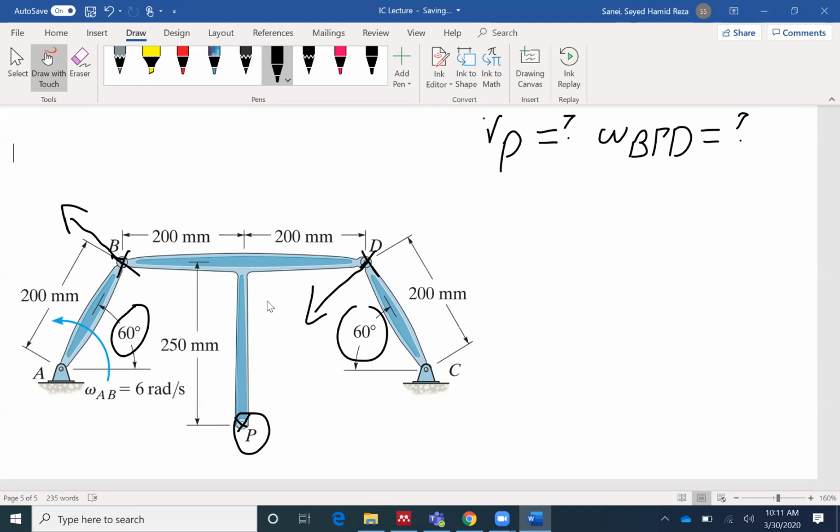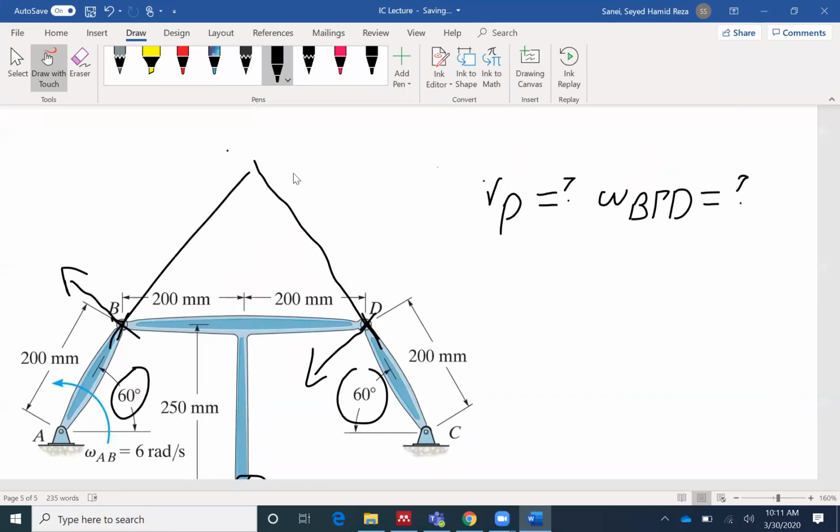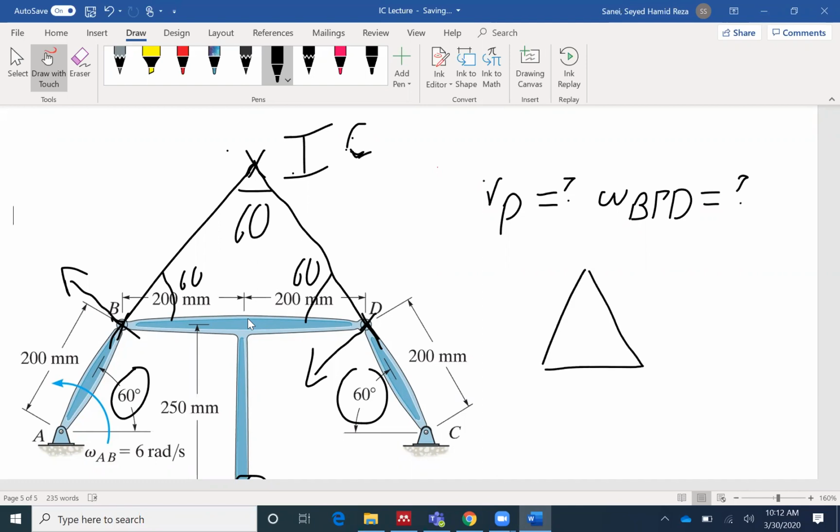To find the IC, I need to draw a perpendicular line to these two velocities, in the direction here and here. That would be the location of IC, somewhere here. This is 60 degrees, this is 60 degrees as well, so this angle has to be 60 degrees. So this triangle is an equilateral triangle, and each edge has the same dimension. If this one is 400, the other edges are 400 as well. So if this is IC, this is D, and this is B, all of them are 400 millimeter or 0.4 meter.